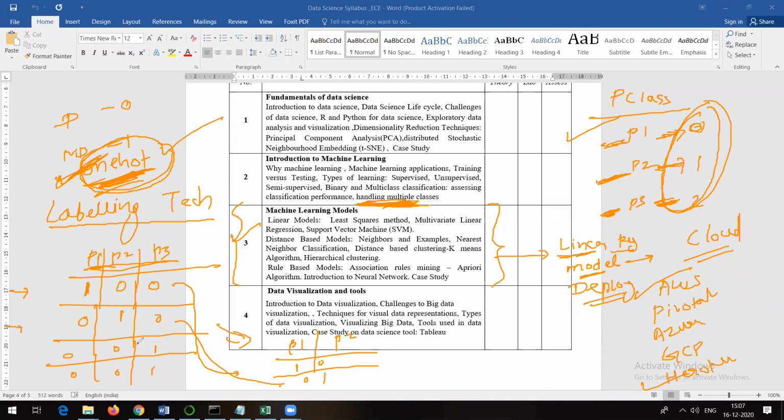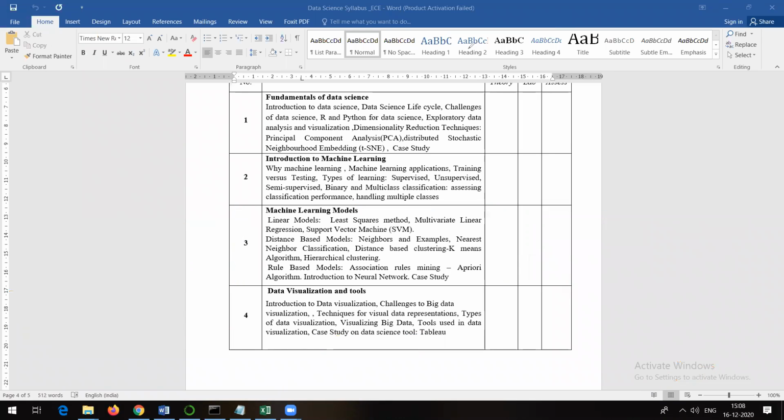Third record will be written as 0 0, because if both of them are 0, that means obviously the passenger class is going to be 2. So yes, these are the techniques which we can make use of to handle multiple classes in the target column or output column. Those are some of the techniques, and other techniques are available for us.